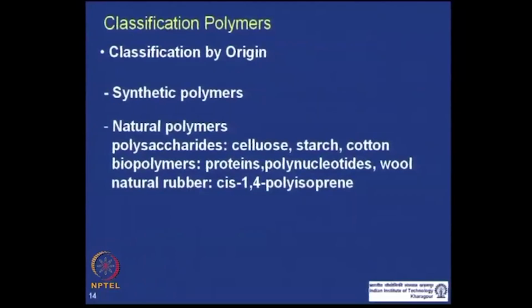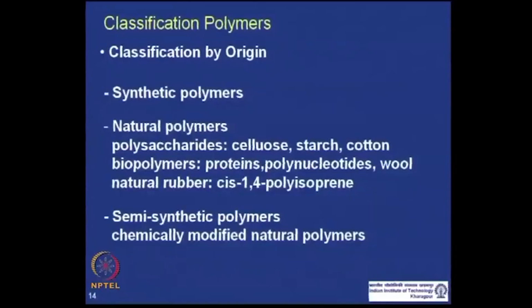In some cases we take these natural polymers and we modify them synthetically for particular reasons, for specific applications. In those cases, we can term those polymers as semi-synthetic or semi-natural. So, the third category could be semi-synthetic polymers, which are chemically modified natural polymers.